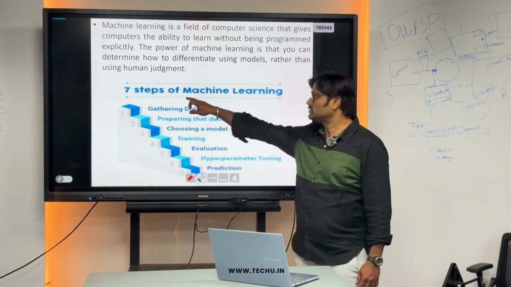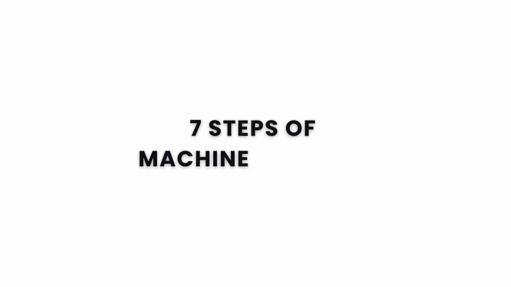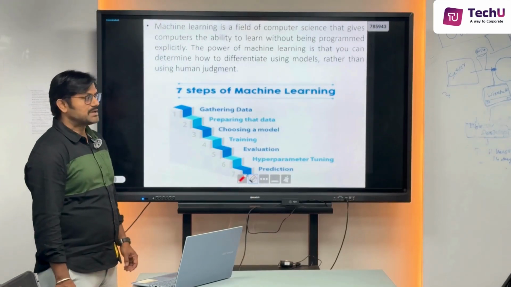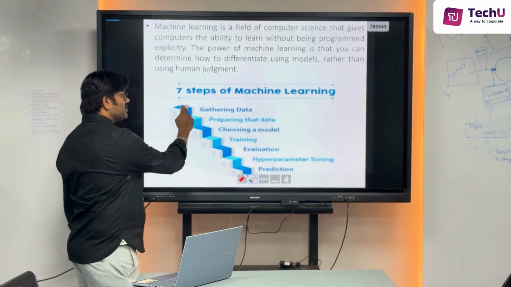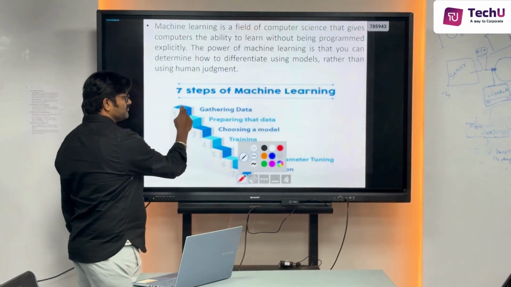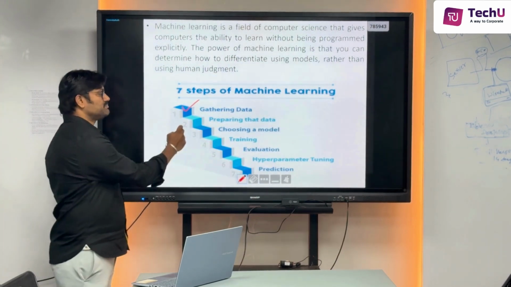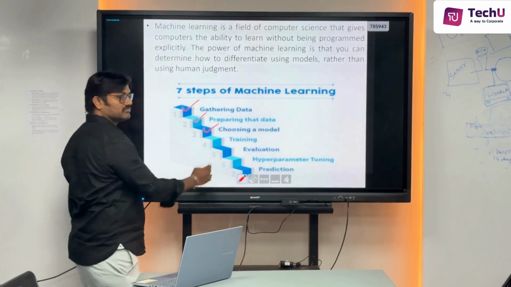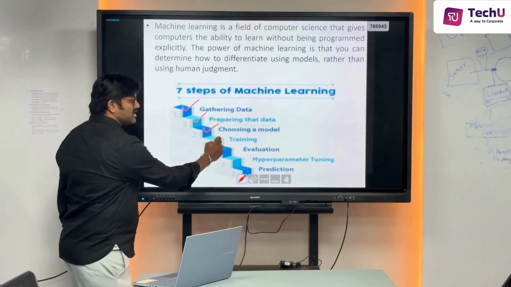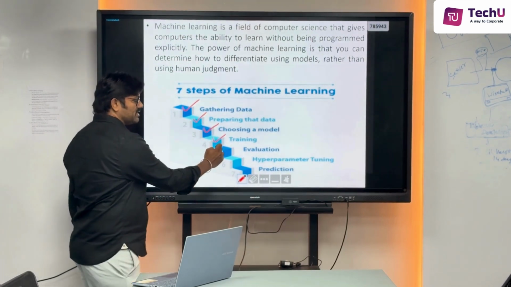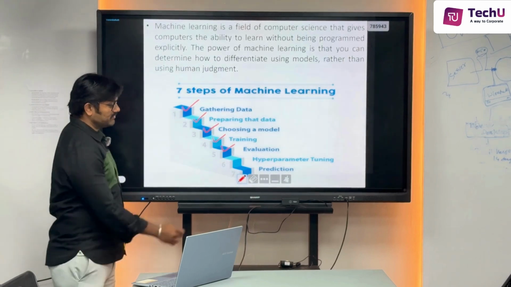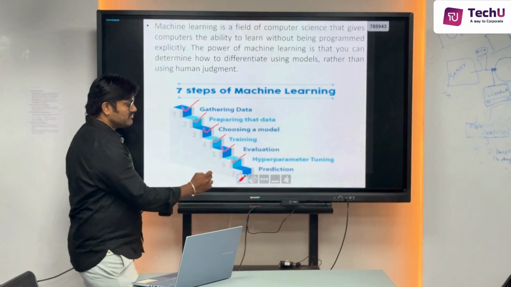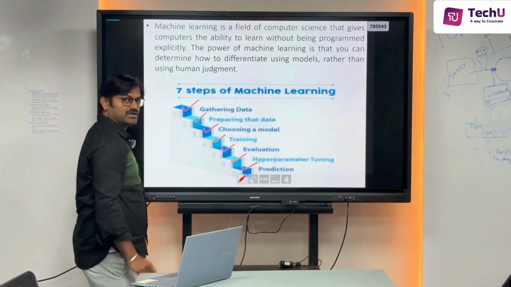Hello, today we will talk about the 7 steps of machine learning. We will understand the 7 steps of machine learning. Step 1 is gathering the data. Step 2 is preparing the data. Step 3 is choosing a model. Step 4 is training the data. Step 5 is evaluation of the data. Step 6 is hyperparameter tuning. And finally, you need to do the predictions.